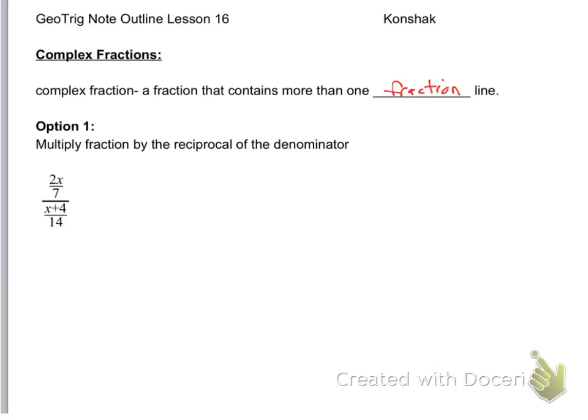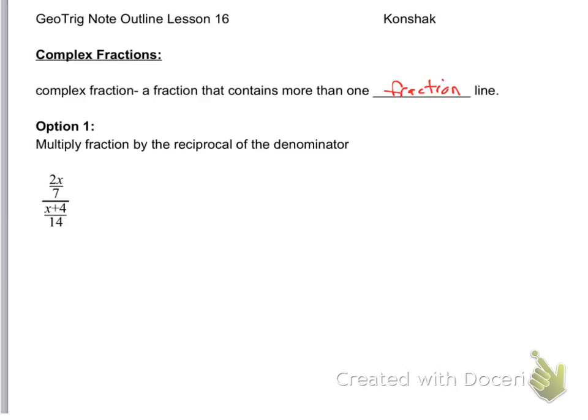If you take a look at the example below that we're going to figure out, I'm calling it option 1, you have 2x over 7, which is a fraction, divided by a bigger fraction of x plus 4 divided by 14. So there are like 3 fractions in one problem. We consider that complex. We don't like it. We got to simplify it.